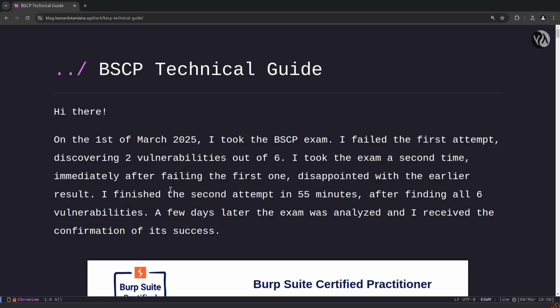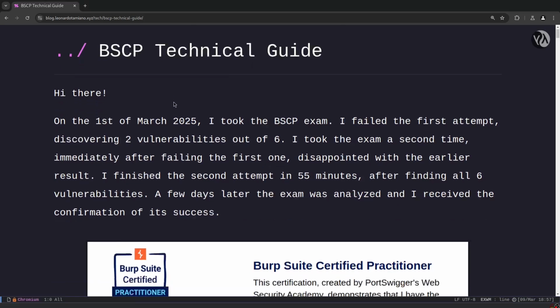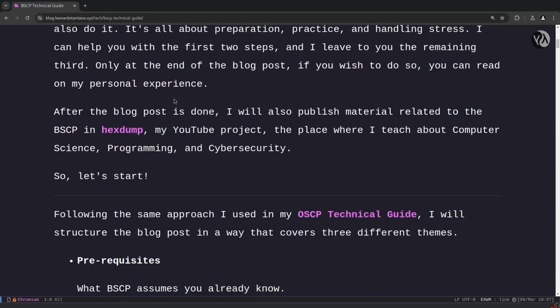So, I want to make a small series over BSCP, similar to how I did for OSCP. This is going to be a BSCP technical guide for all of you who want to know more about BSCP. Now, I've already written a blog post about the certification, about my experience and all things of the sort, and this blog post is already available. So if you're interested, just read about it.